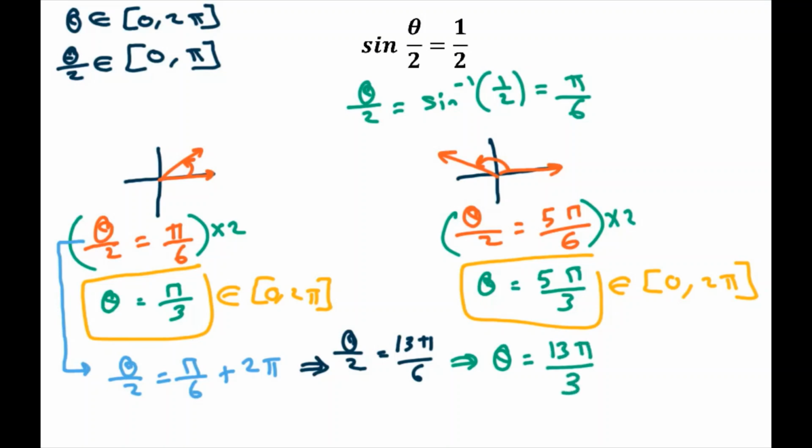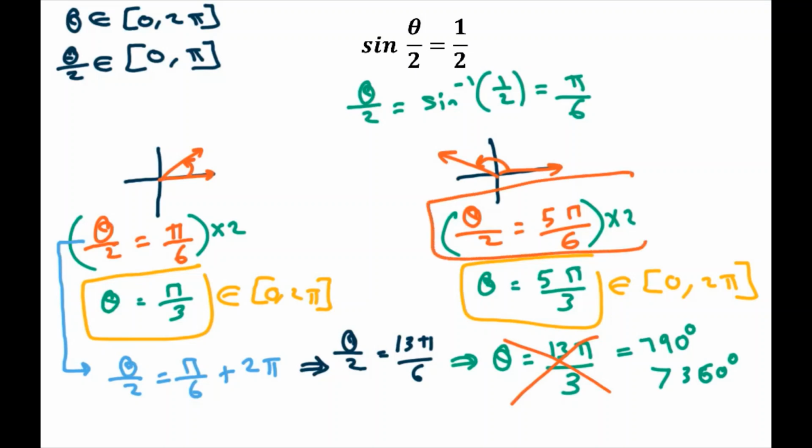13 pi over 3 is actually 790 degrees. That's an angle greater than 360, so we are not going to take this angle. So how many solutions do I have? Even if you try, by the way, this one, theta over 2 equals 5 pi over 6 plus 2 pi, you will get an angle greater than 360, so you are not going to take it. So I do have 2 solutions, pi over 3 and 5 pi over 3.